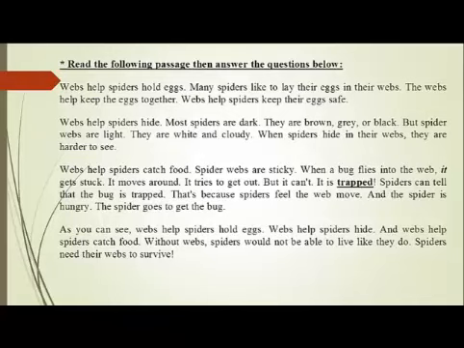Webs help spiders hold eggs. Many spiders like to lay their eggs in their webs. The webs help keep the eggs together. Webs help spiders keep their eggs safe. Webs help spiders hide. Most spiders are dark. They are brown, gray, or black, but spider webs are light. They are white and cloudy. When spiders hide in their webs, they are harder to see.